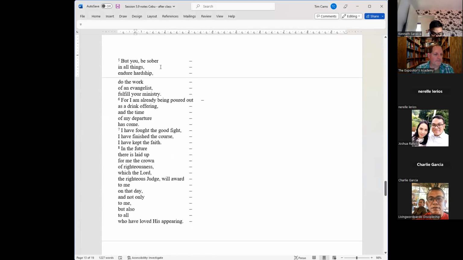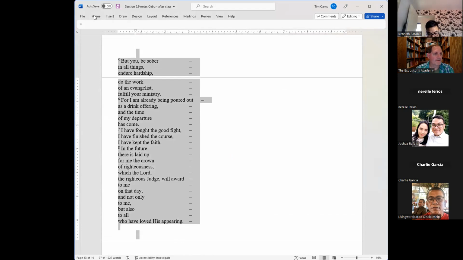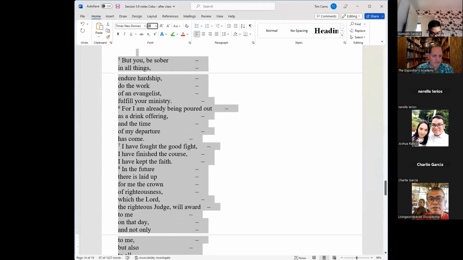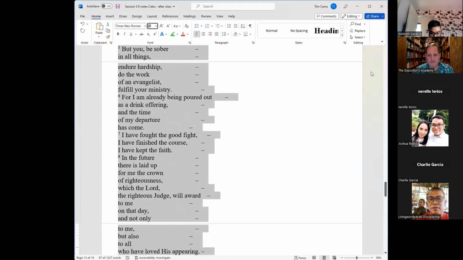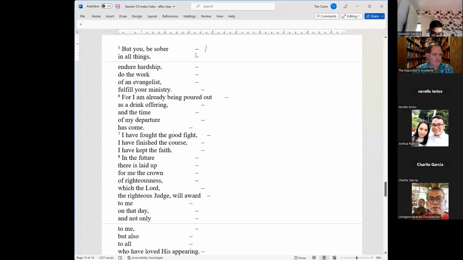Let's identify each phrase and clause and what it modifies, all right? So I've got them separated here. We've already talked about this first one, but "you be sober," that's an independent clause. The subject is "you," and the verb is "be sober."